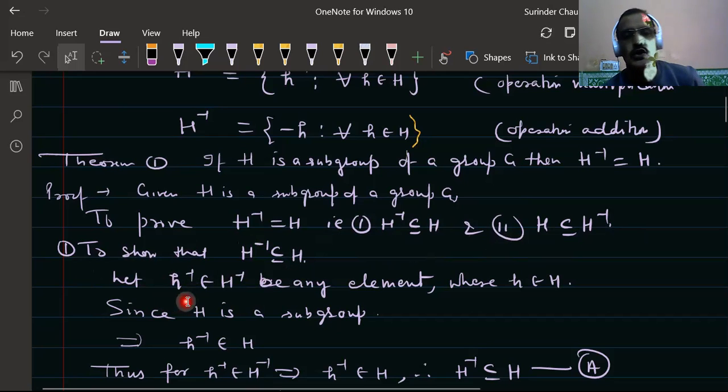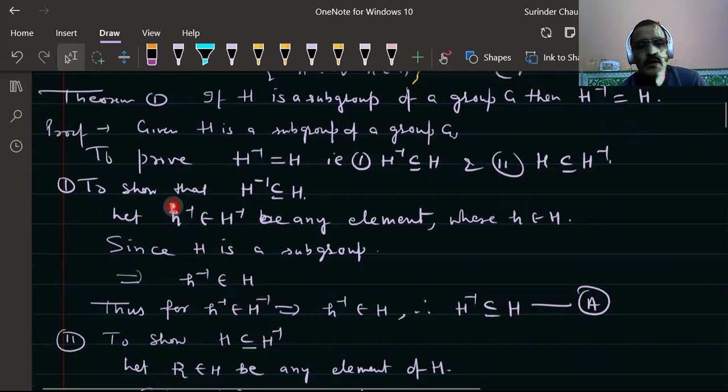Let us take h inverse belongs to H inverse. By definition of H inverse, h is any element where h belongs to H. Since H is a subgroup of G, therefore h inverse also belongs to H, because in a subgroup, the inverse of every element exists in that subgroup. We have shown that h inverse also belongs to H. This implies H inverse is a subset of H.